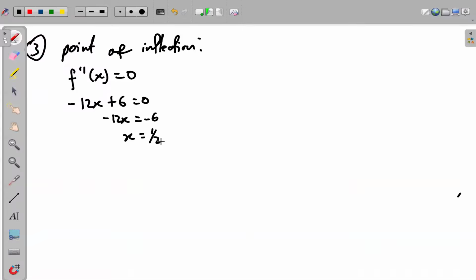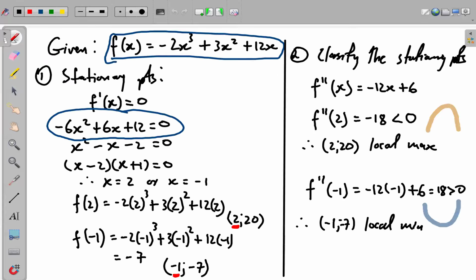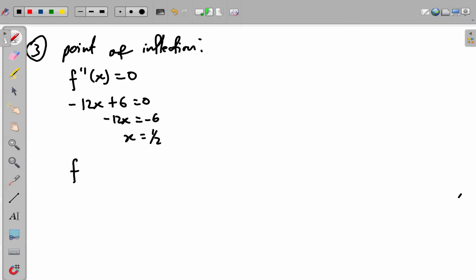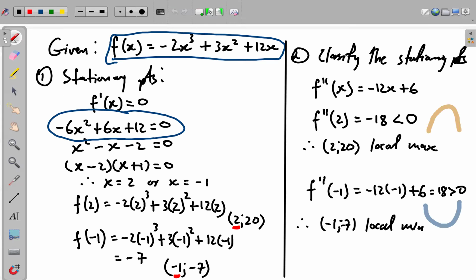Remember now, this is just an x coordinate of the point of inflection. To find the y coordinate, we have to substitute a half into the original. They want the coordinate, so we have to find the y coordinate as well. So once again, I'm going to ask someone to substitute, in other words, find f of half for me. What do we get when we substitute a half? So you're going to do this nicely and quickly into your calculator.